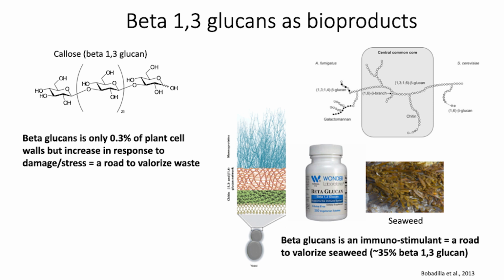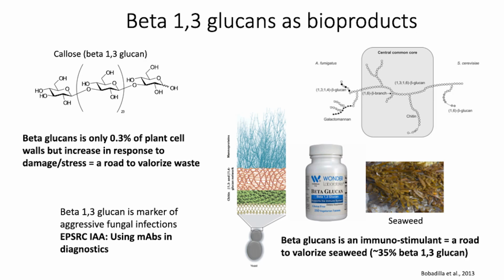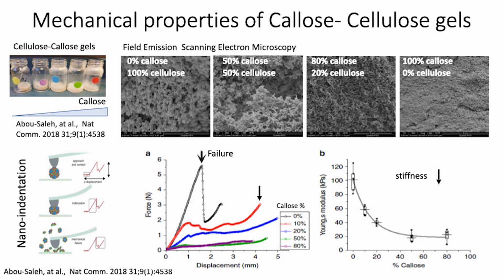In fact, this has been commercialized as an immunostimulant. And because about 35% of the cell walls of this seaweed are made of beta-1,3 glucans, a structure very similar to callose, one of the projects in the lab looks at how we can extract this callose from this seaweed or these other structures. But another thing that we are looking at is creating callose-cellulose gels and studying the properties of this interaction between these two polysaccharides that occur in the cell wall.